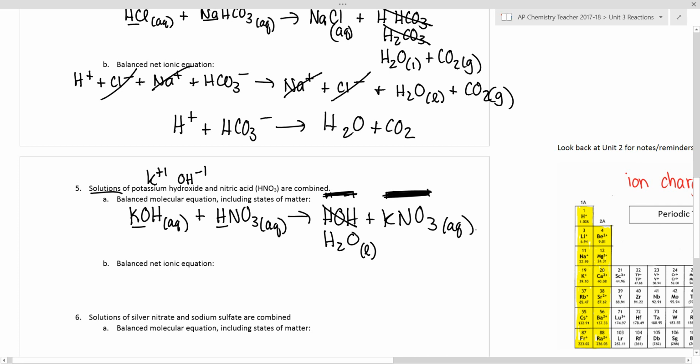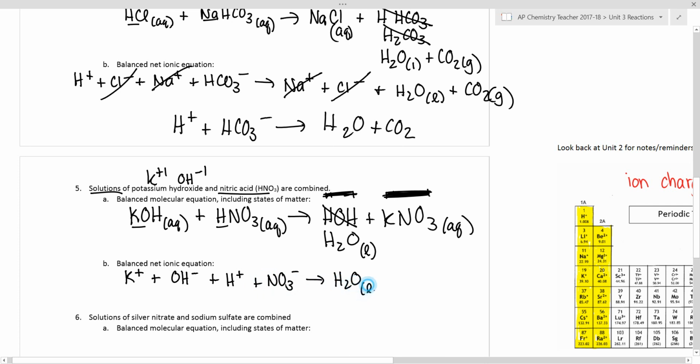So then we're going to ionize them. Let's assume, I didn't really say that nitric acid was strong, but we're mainly going to deal with strong acids right now. So let's assume it's strong. And if you're not sure on a test or quiz, just ask me. But this is an ionic compound. It's going to ionize into K+ and OH-. My strong acid is going to ionize into H+ and NO3-.